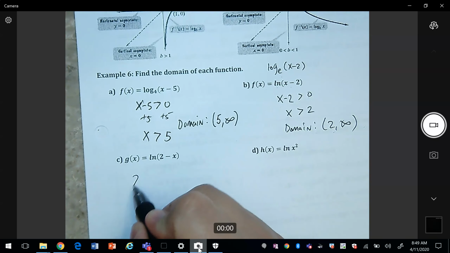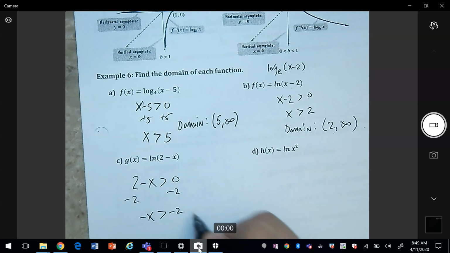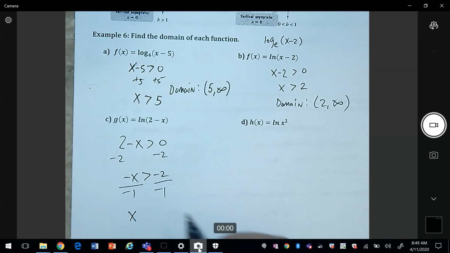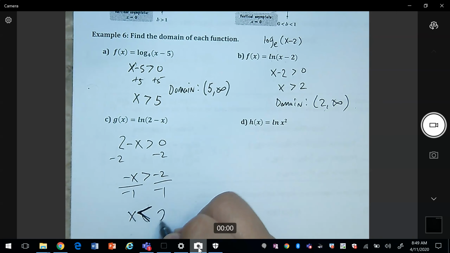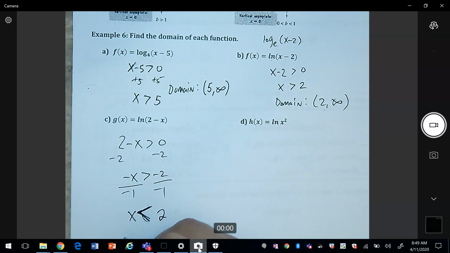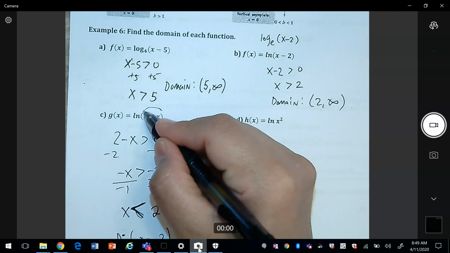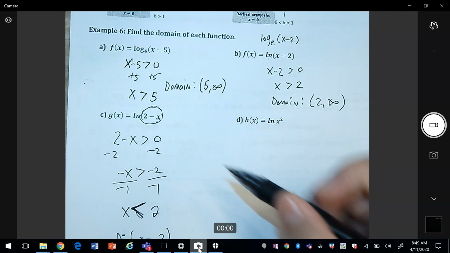And the next example, we have 2 minus x greater than 0. Subtract 2. So I divide by negative 1. Since I'm dividing by a negative number, this is going to switch the sign to less than. So my domain here is going to be anything less than 2. So that's going to be negative infinity to positive 2. And you can see here, as long as the inside is positive, then we can take the natural logarithm.